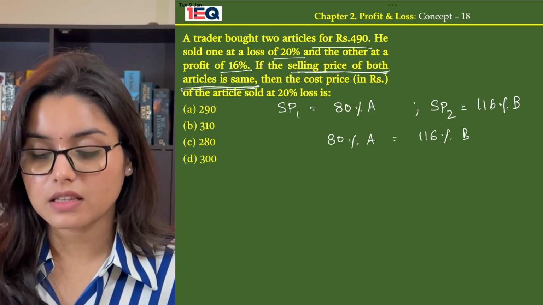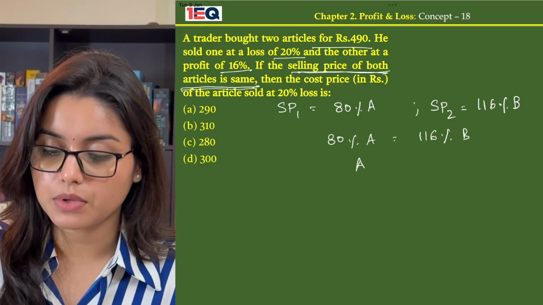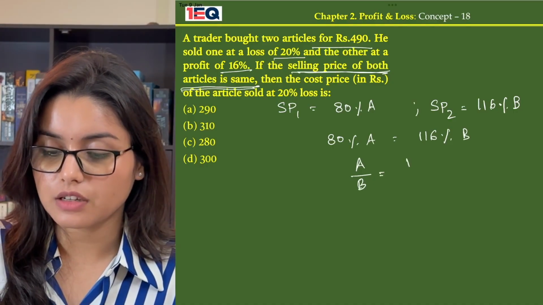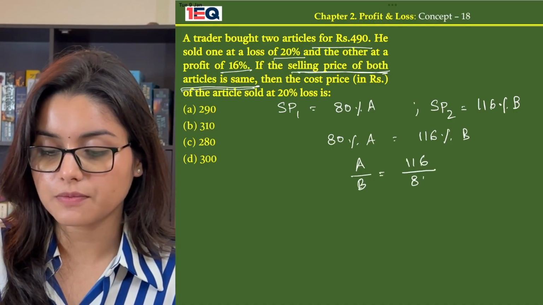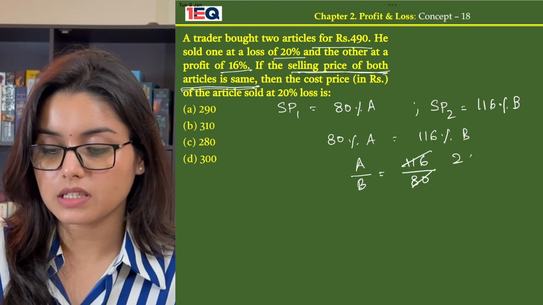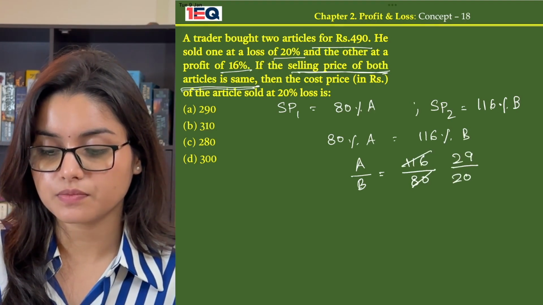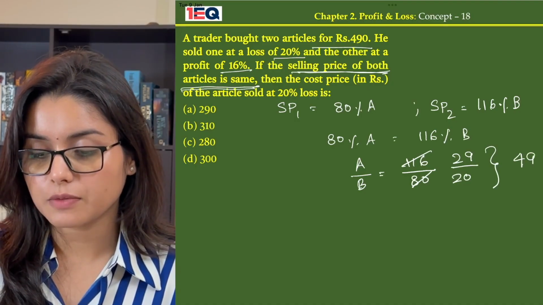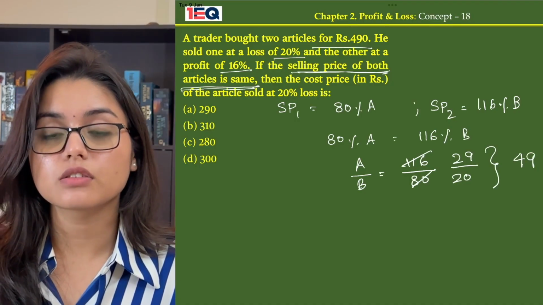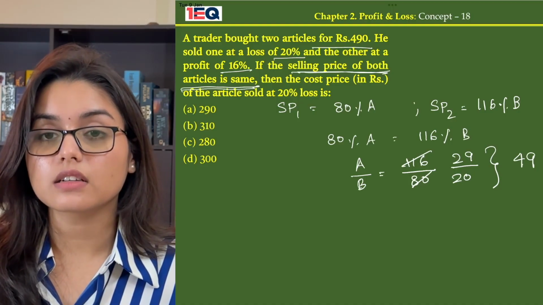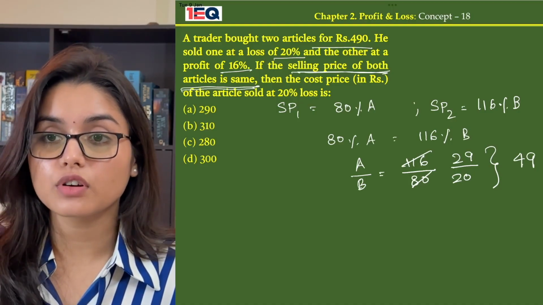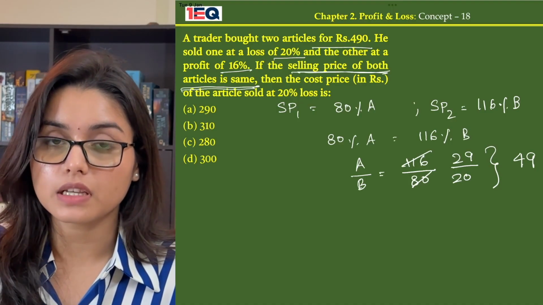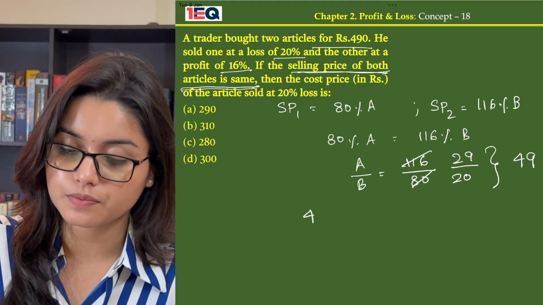The percentage signs get cut off, so A by B gives us 116 by 80, which is 29 by 20. Now the total here is 49. Next in the question they say that a trader bought 2 articles for 490. So the total cost price here is 490 rupees.